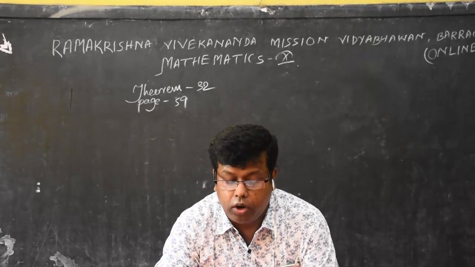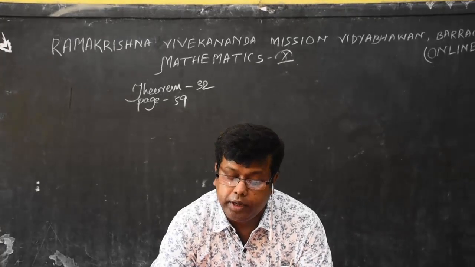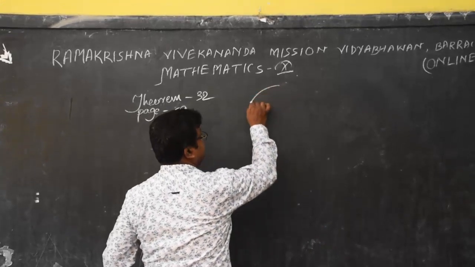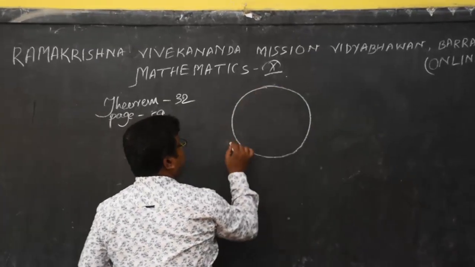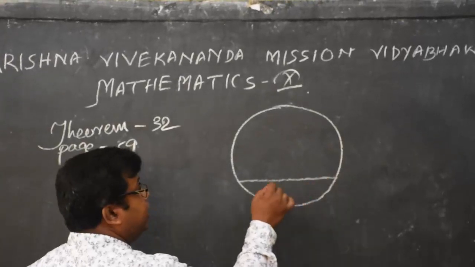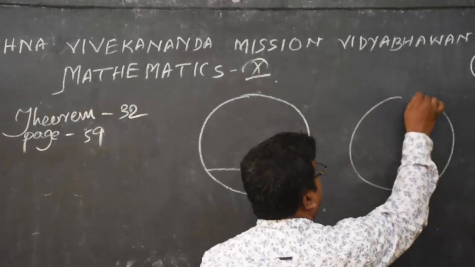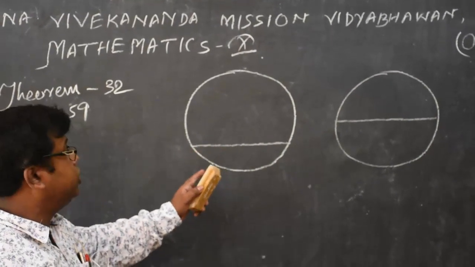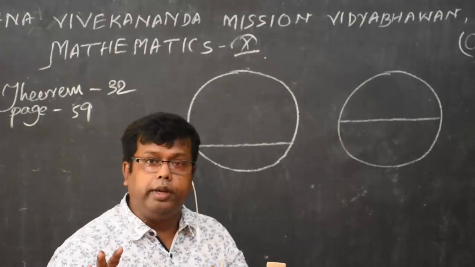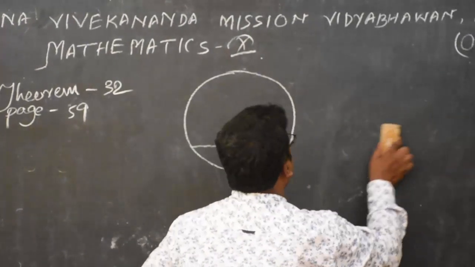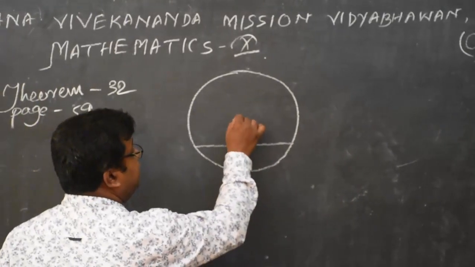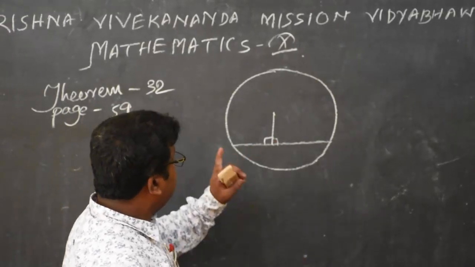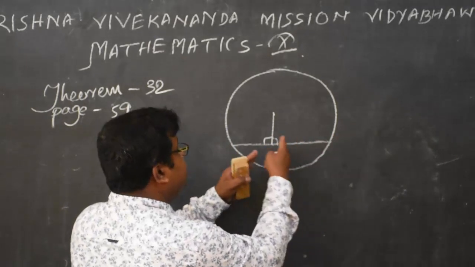The perpendicular drawn to a chord which is not a diameter from the center of a circle bisects the chord. It is a circle, and it is a chord. It is not a diameter. Diameter is also a chord, but here it is given in the question that the chord cannot be the diameter. So if a perpendicular is drawn from the center to the chord, then according to the question, we have to prove the chord is bisected.